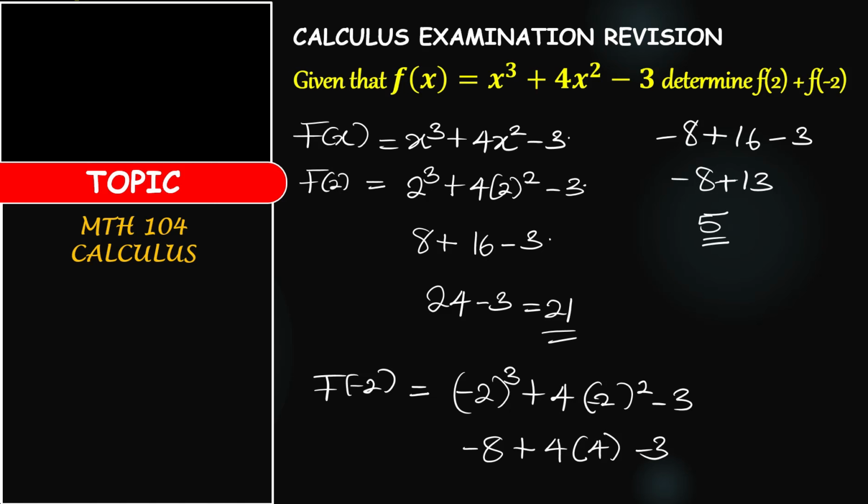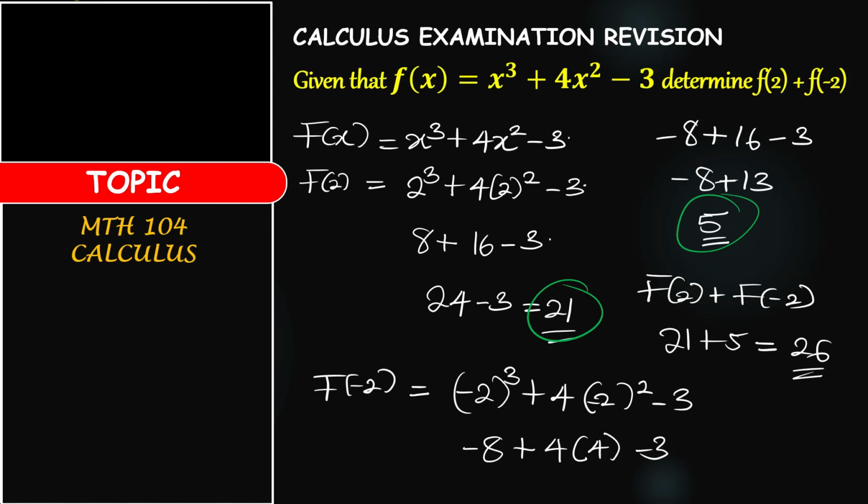Alright, but they say you should find f of 2 plus f of minus 2. F of 2 is given as 21. F of minus 2 is given as 5. So when you add them together, it gives us 21 plus 5, which will give us 26. So the correct answer to this question is 26, which is option D in the question given.